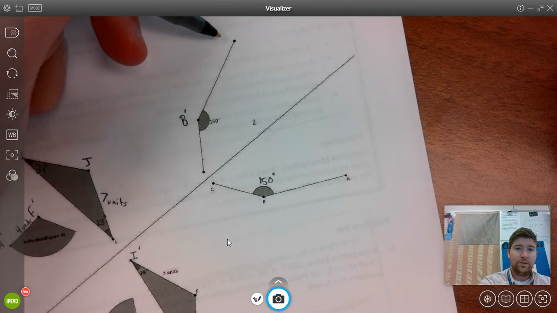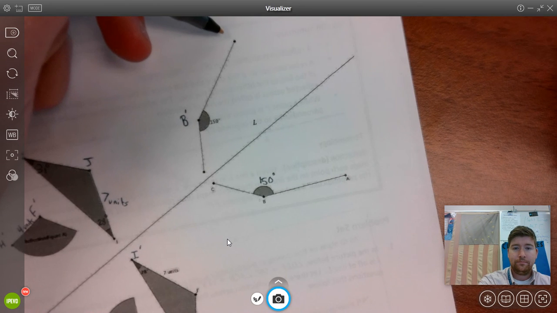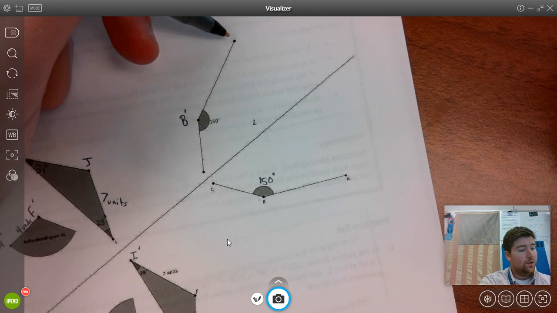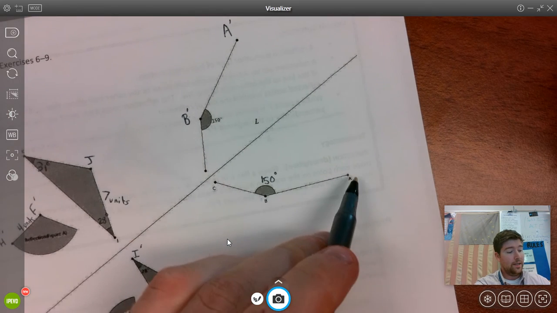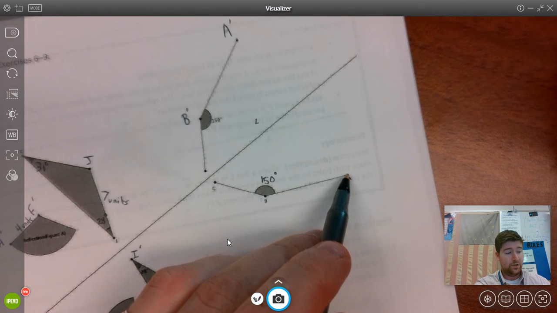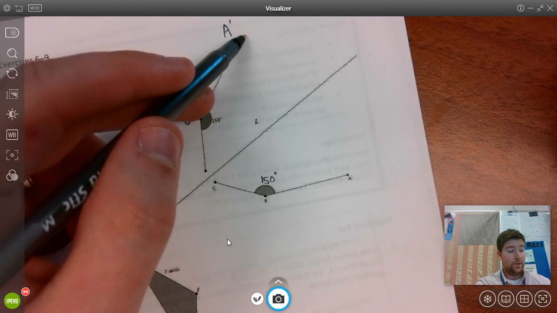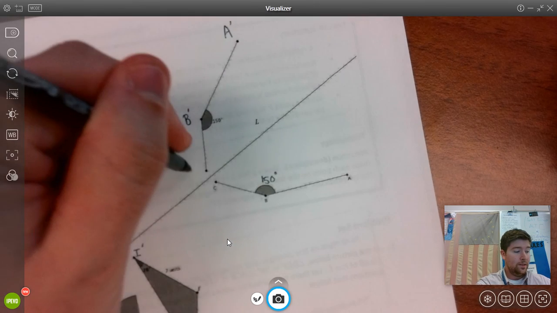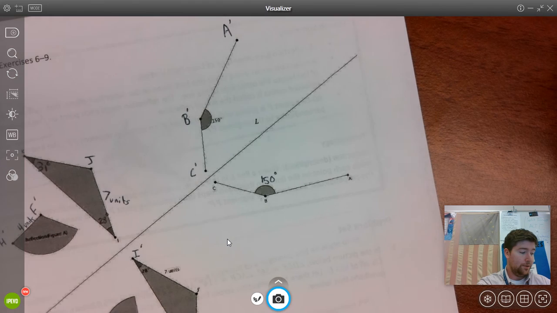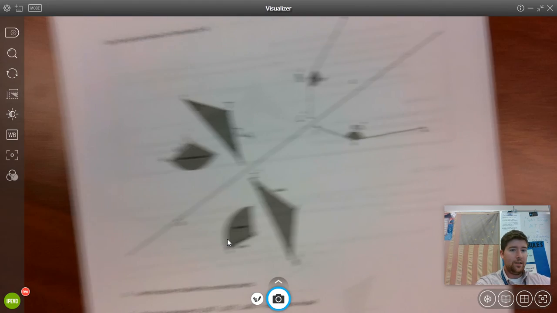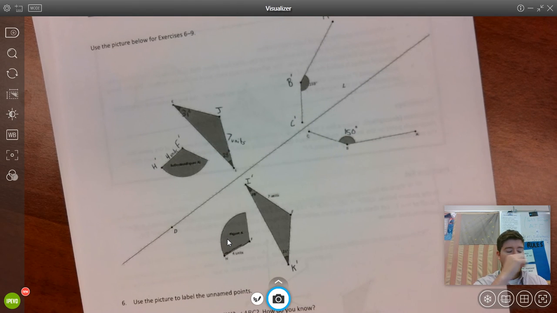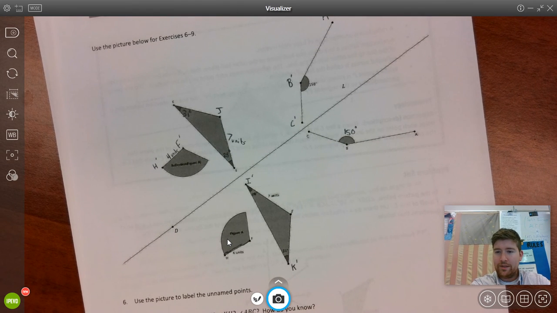What should be the label for this point up here? We can see that it should be A prime because A is further away from the line of reflection. So A prime should be the point that's also further away. That makes this last one C prime here. So we've now labeled every single one of these missing values, missing points, all based on the little bit that we've talked about reflections here.